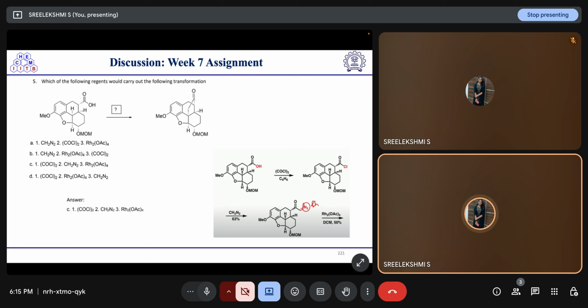Okay, so here the first option is oxalyl chloride, then diazomethane, and then rhodium tetraacetate. So what is happening? First, oxalyl chloride will convert this carboxylic acid into the corresponding acid chloride. Then diazomethane will convert that into this particular diazo compound, and then rhodium acetate mediated cyclization at the center will take place to form this compound. So the correct answer is option C.